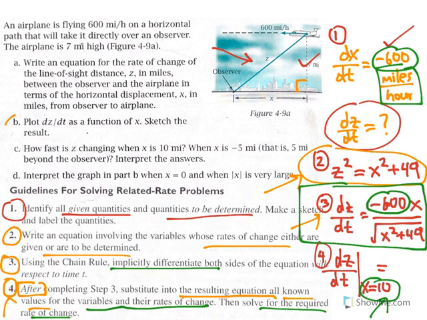So that's step 4. So part B, plot dz dt. So in this particular problem, we can take this related rates equation and graph it on Desmos as a function of x. And remember what x is. It is the horizontal distance between the observer and a point directly below the plane. Plot dz dt as a function of x, sketch the result.